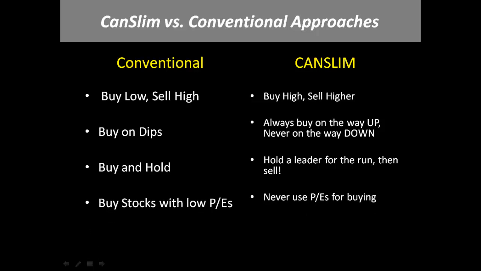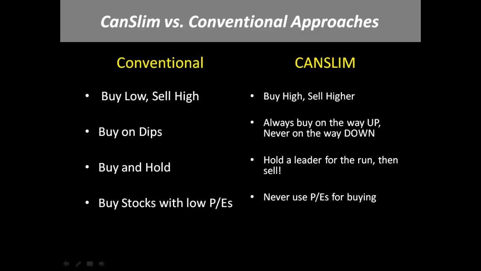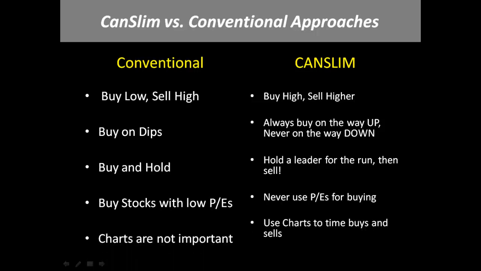Conventional approach likes to buy stocks with low PEs, whereas in CanSlim investing, we really never give PEs much attention. If you absolutely feel that you must have some kind of component in there that's similar to PE, you could use PEG. But as a rule, we don't focus on those particular fundamental components.